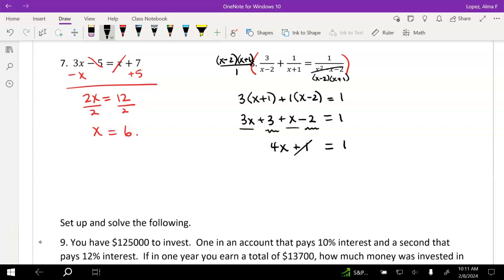I'm going to go ahead and isolate the x's by moving the 1 over to the other side. So we get 4x is equal to 0. To solve for x, I'll divide both sides by 4. So we get an x of 0.